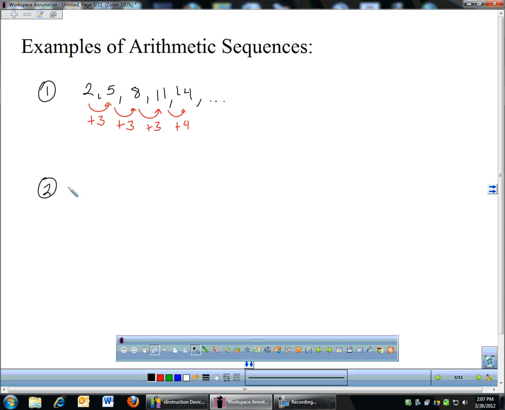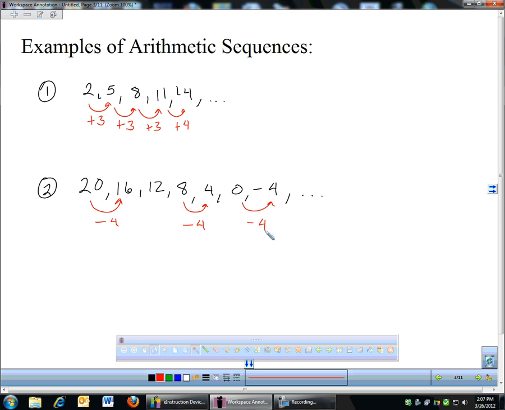You could also be subtracting. Addition and subtraction are kind of the same. So if I had 20, 16, 12, 8, 4, 0, and you can go into negative numbers, nothing wrong with that, dot, dot, dot. If you look at this, it doesn't matter which 2 terms you choose to get from one term to the next, we're always subtracting the same amount. Both of those are arithmetic sequences.